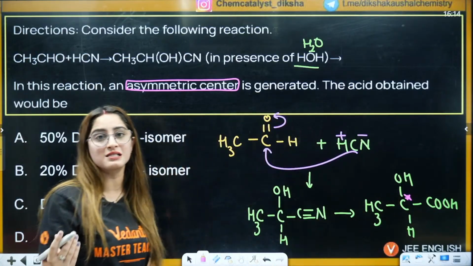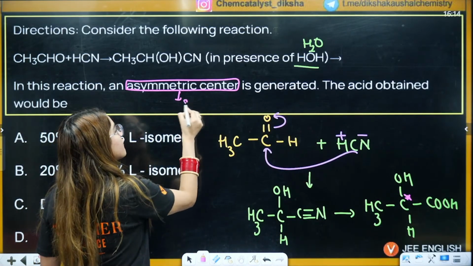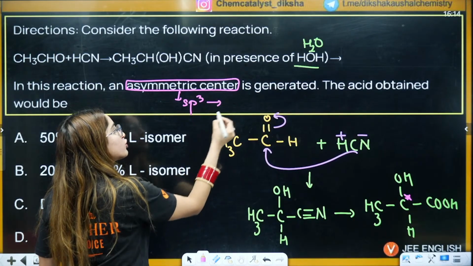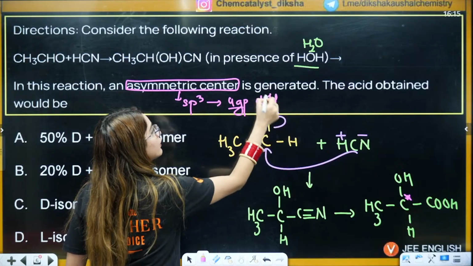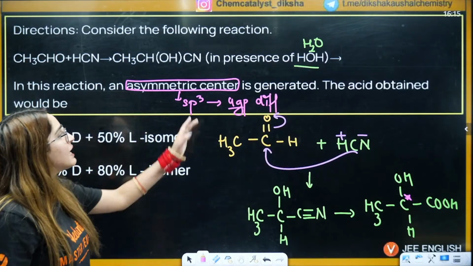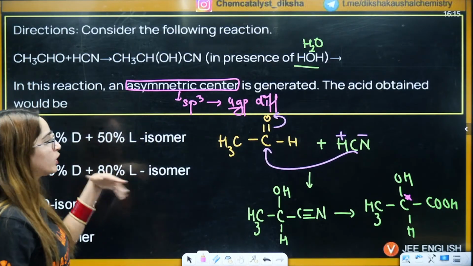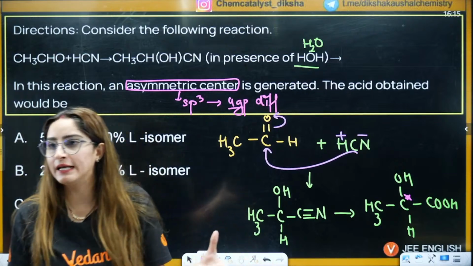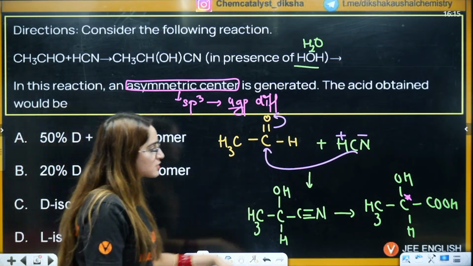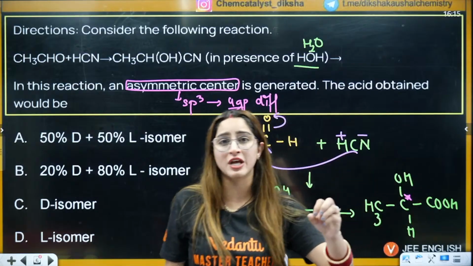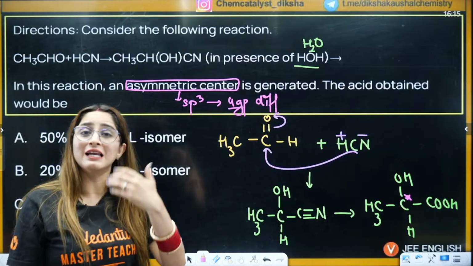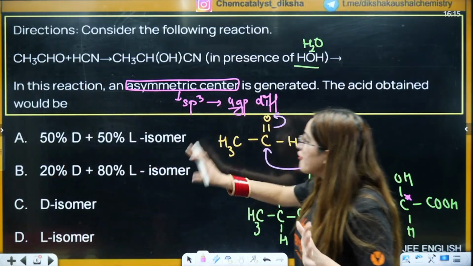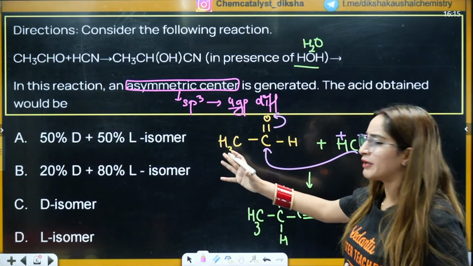For an asymmetrical center, a chiral carbon should be sp3 and the 4 groups should be different. Only then can we say it's a chiral carbon, right? Is generated. What kind of acid will be obtained here? Yes, everybody, what kind of acid? This acid is obtained here, and because of chirality, because of asymmetry, it will give you optical isomers. That is why 50% D and 50% L will be formed, right?